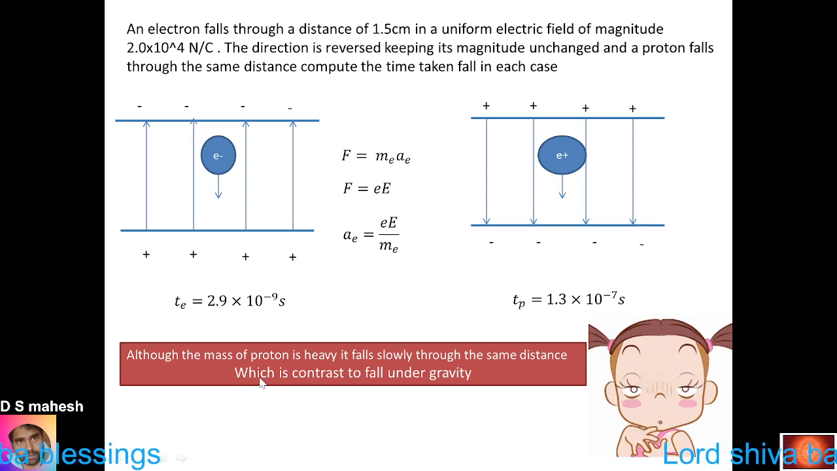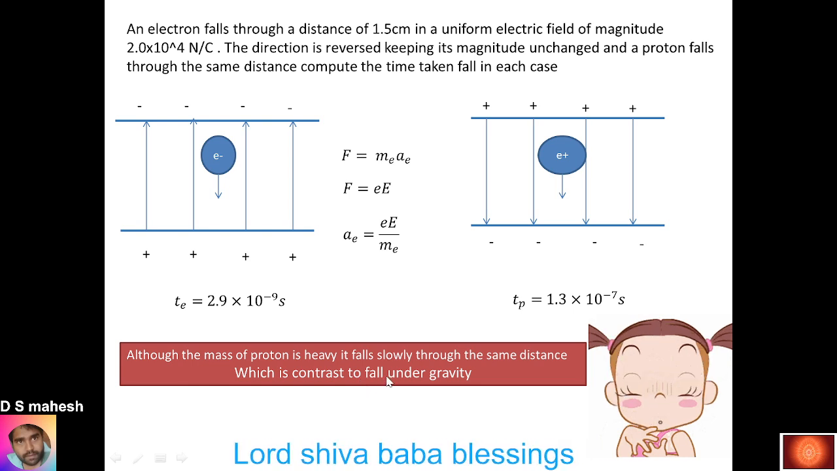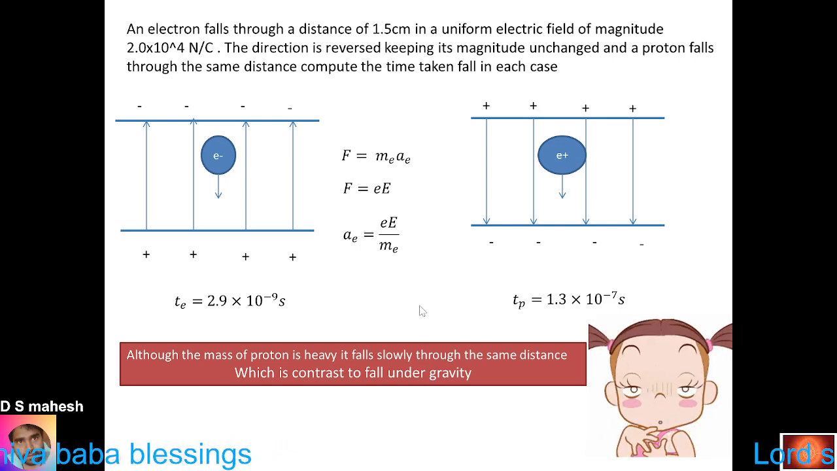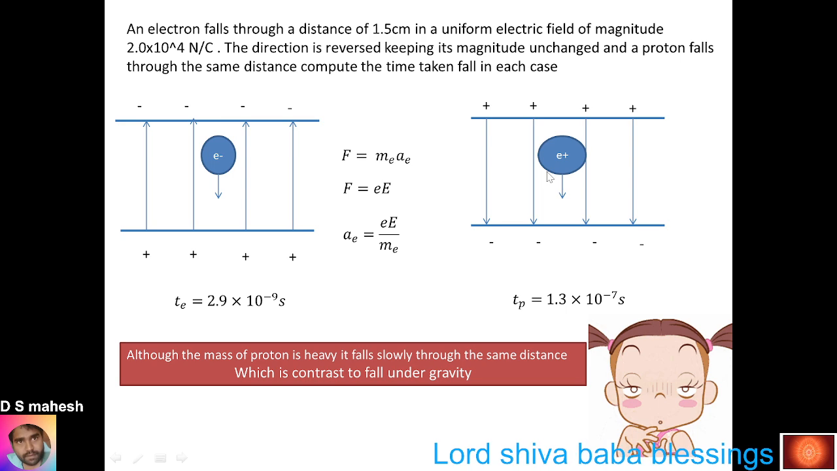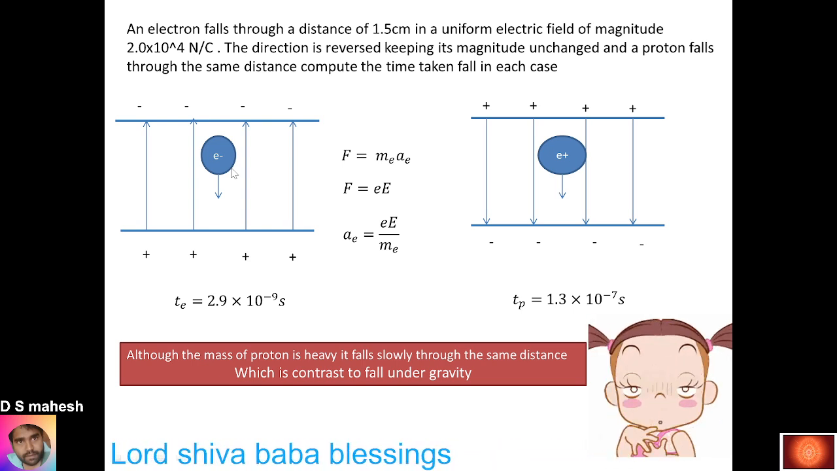So that is, we are saying that although the mass of the proton is heavy, it falls slowly through the same distance, in contrast to falling under gravity. In gravity, both the objects will fall at the same time, whereas in the case of electrostatics, the proton, although heavier, falls slowly when compared to the electron, which is lighter. I hope you have understood this concept clearly. Thank you.